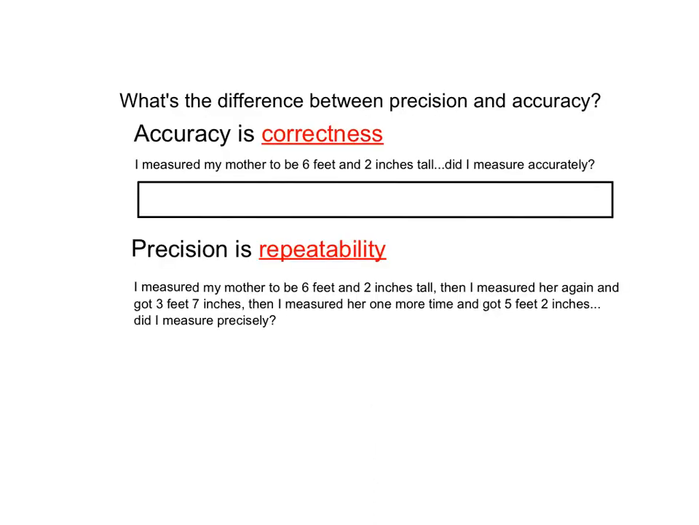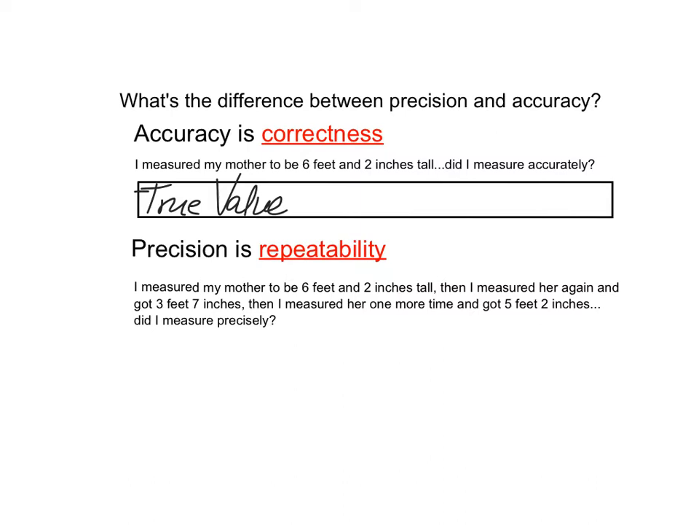So what is the difference between precision and accuracy? Accuracy is correctness. Let's say I measure my mother, or your mother, whatever, to be 6'2" tall. How would I know if I measured that accurately? What would I need to know? Well, you'd need to know the true value. You would have to know whether or not your mom is actually 6'2" tall. If she is, then yeah, you did measure accurately, well done.